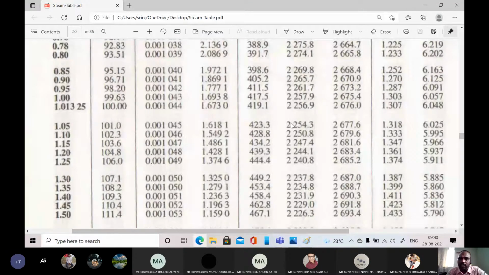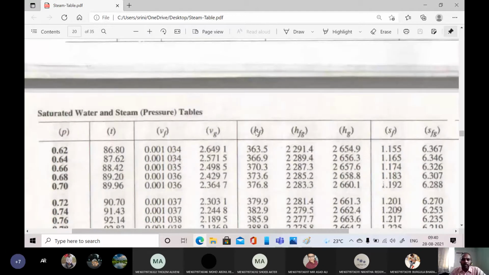Even all these properties are the same. I can say the first and second tables are similar. The only thing is, in the first table we move with respect to temperature, and in the second table we move with respect to pressure. Okay, and if it is a fluid, you can take Hf. If it is a gas, you can take Hg, right? If the dryness fraction is less than 1, you should consider Hfg, that is the latent heat.